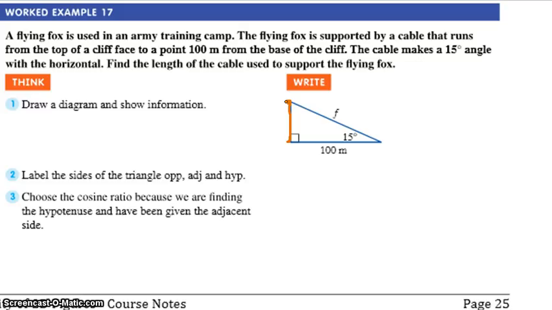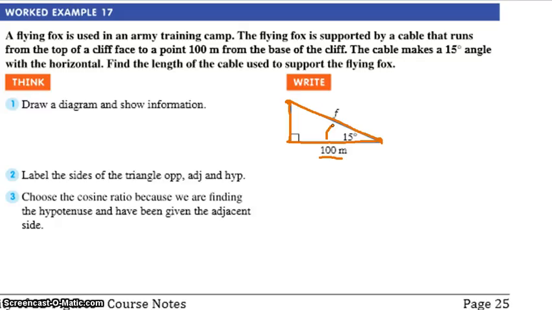It's supported by a cable that runs from the top of a cliff. So draw your cliff, then run the cable down. And that cable, it says, has gone out 100 metres from the base of the cliff. That's how you get that 100 metres there. The next thing it says is that the cable makes a 15-degree angle with the horizontal. So basically when you're standing at the bottom and you look up, you're looking up at a 15-degree angle. That's why it's there. Does that make sense?